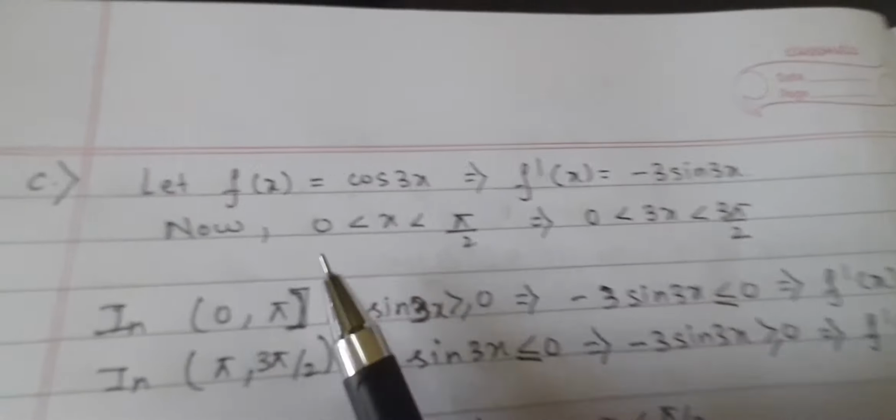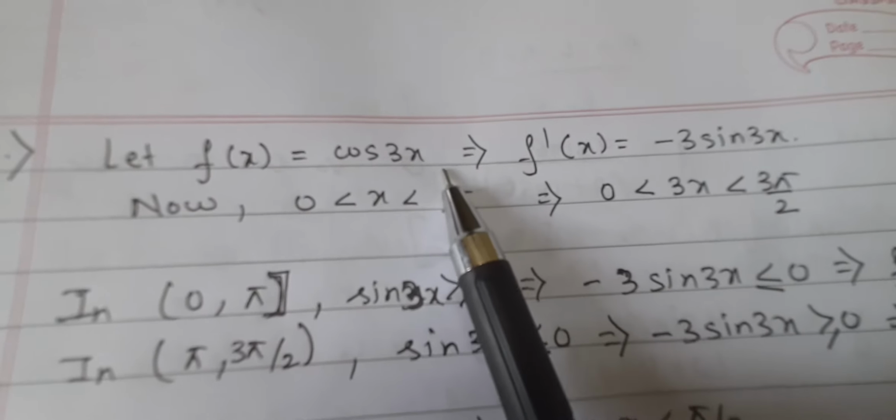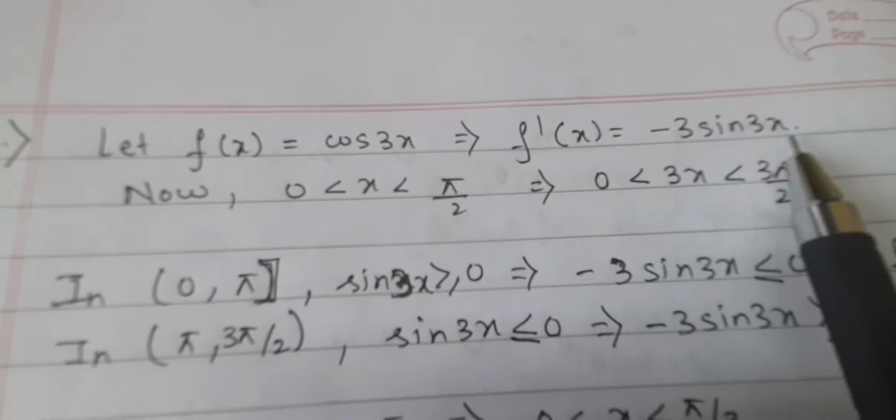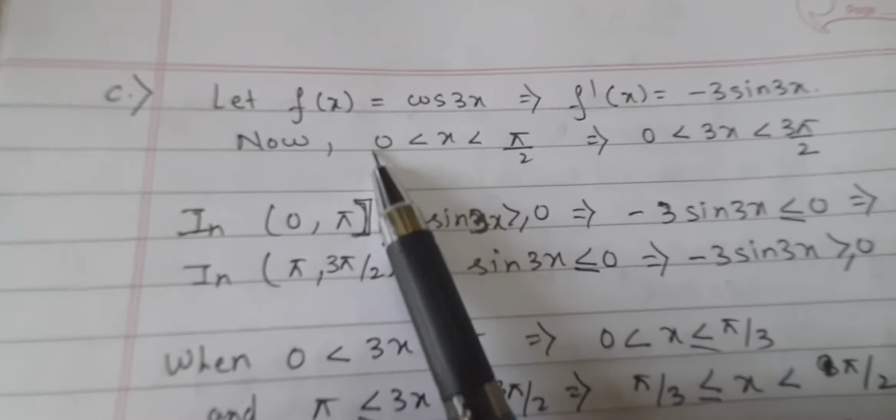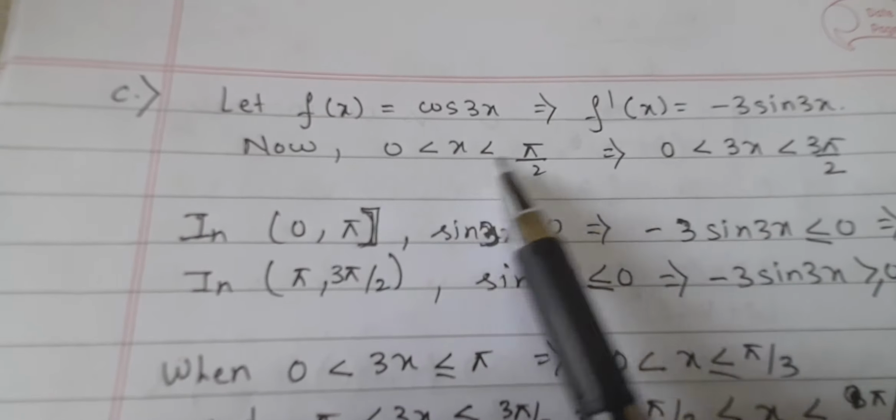So let us discuss the C part over here. f of x is cos 3x. So f dash x is minus 3 sin 3x. So now x lies between 0 and pi by 2.